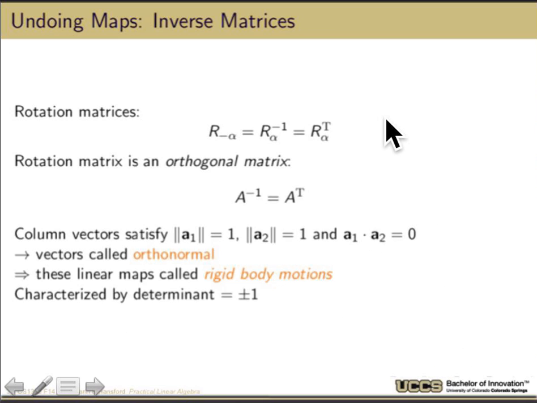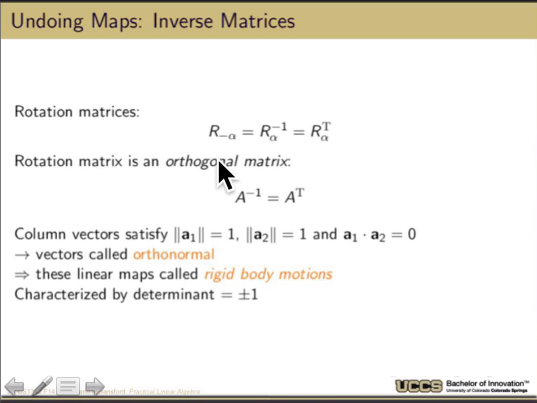Rotation matrices have another special property, but it's not quite as simple. If I think about rotating by theta, then rotating by minus theta would be the inverse. If I rotate by theta and then by minus theta, I'll be back where I started. And it turns out that because of the properties of sines and cosines, the transpose of the rotation matrix by alpha is its inverse. So a rotation matrix also has a special name. It's a type of orthogonal matrix, and that's true for any matrix whose transpose equals its inverse.